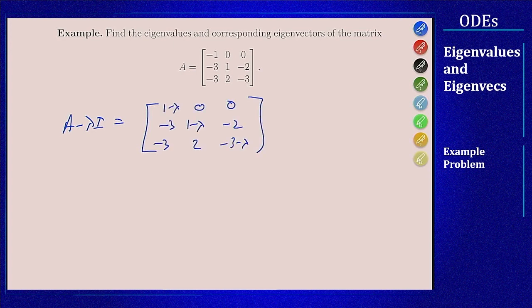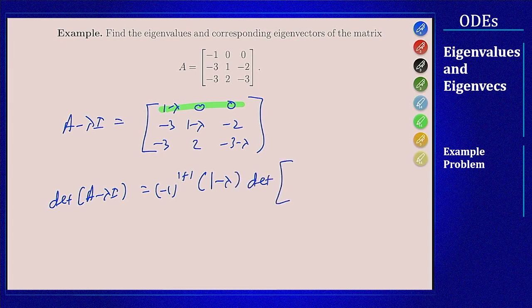Then we can go to find the determinant. In this case, we look for the easiest row to work this out on. It's row 1, because it has only one non-zero entry in it. So the determinant of A minus lambda I is going to be given by -1 to the 1 plus 1, 1 minus lambda, times the determinant of the opposite minor, 1 minus lambda minus 2, 2 minus 3 minus lambda.